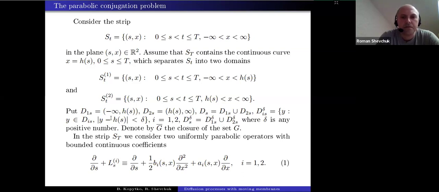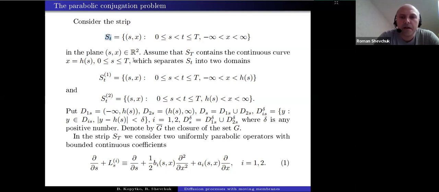The union of these two questions represents the so-called problem on pasting together two diffusion processes on a line, or the problem on construction of the mathematical model of the physical phenomenon of diffusion in a medium with a membrane. This problem was formulated by Bohdan Kopytko.